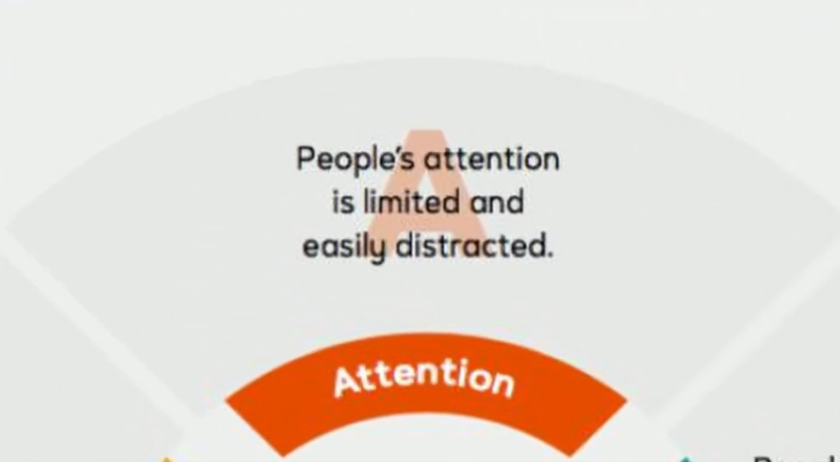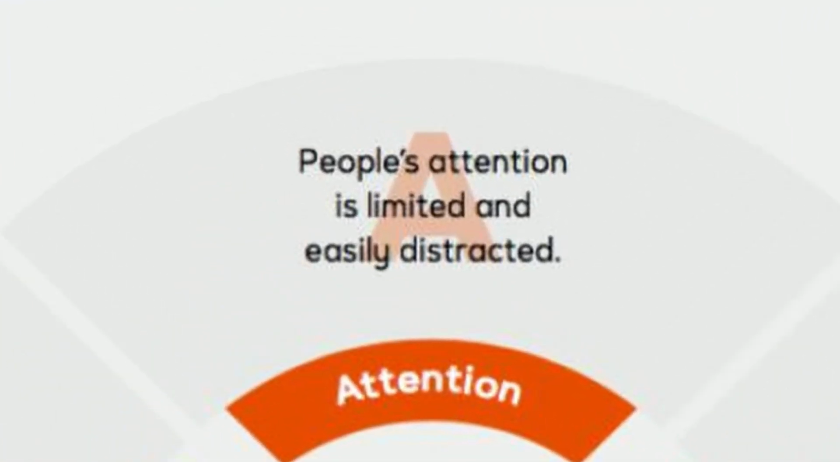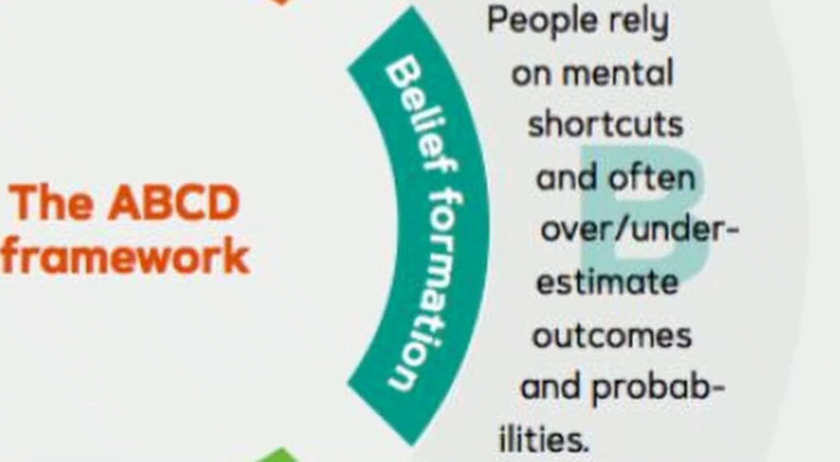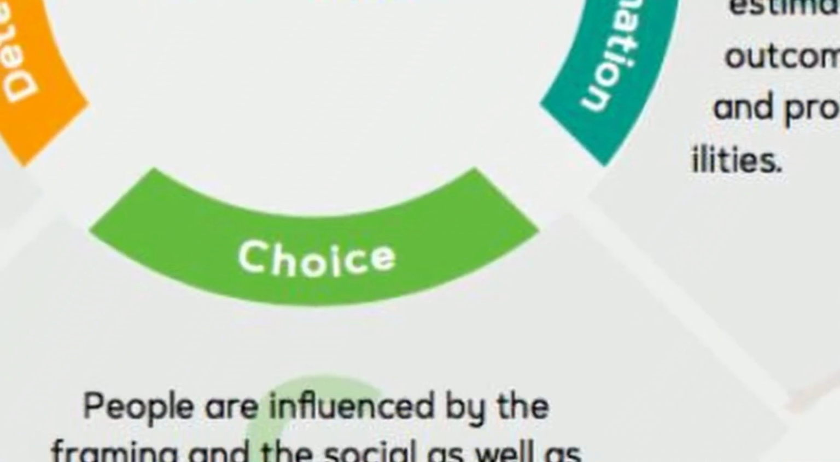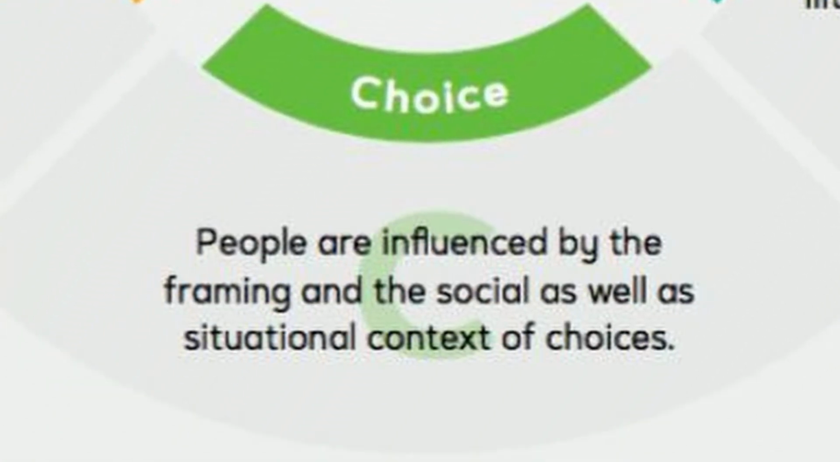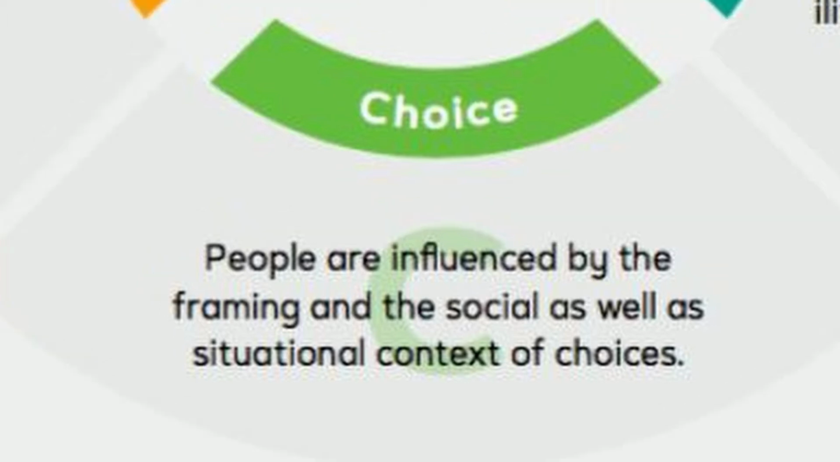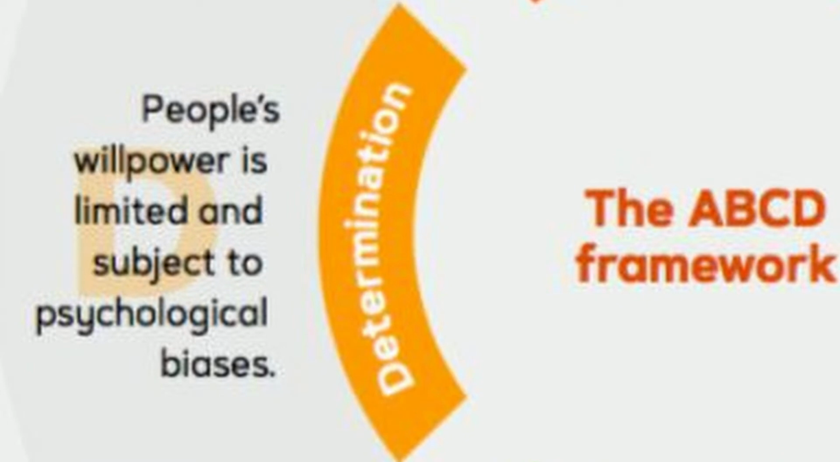For example, we know that our attention, A, in the ABCD framework, is limited. In belief formation, we rely on mental shortcuts and often over- or underestimate the outcomes and probabilities. In choice, our choices are influenced by our framing and the social as well as situational context of choices. And D, determination, we know that our willpower or determination is limited.